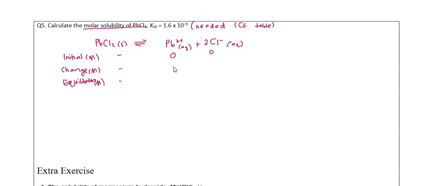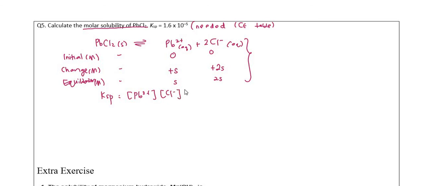This is 0 for initial, right? That's not produced yet. Positive, positive, because products. Since the stoichiometry is 1, only put s. Stoichiometry is 2, it will become 2s here. So 0 plus s is s, 0 plus 2s is 2s. Complete your table. Make sure you write in the correct column. Okay? After the table, Ksp expression.